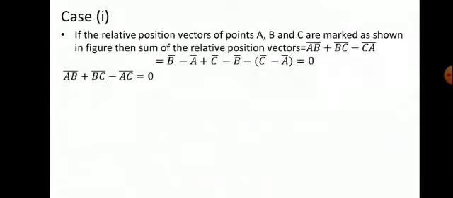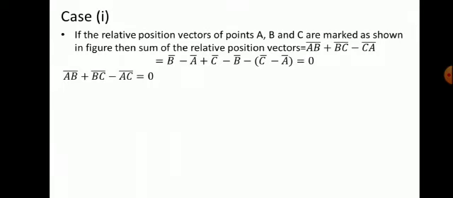Case 1. Here, if the relative position vectors of A, B and C are marked as shown in the figure, then the sum of the relative position vectors AB plus BC minus CA is B minus A plus C minus B minus C minus A, equal to 0.